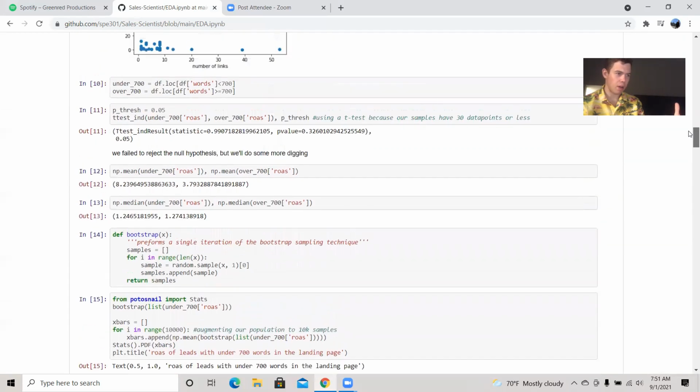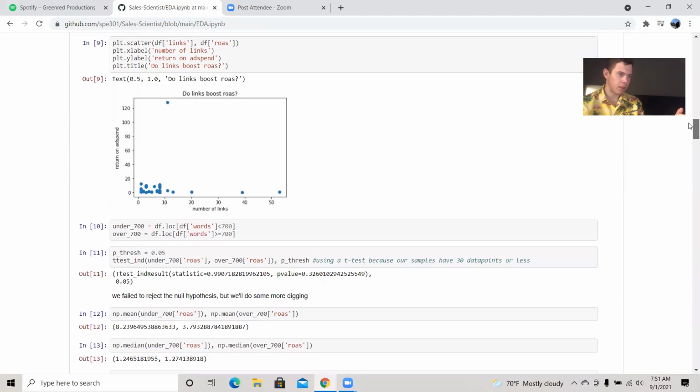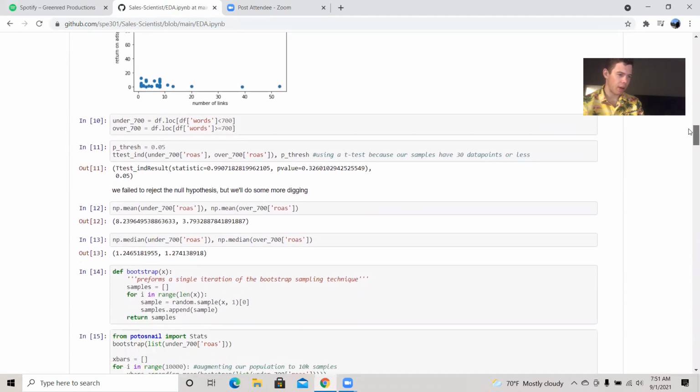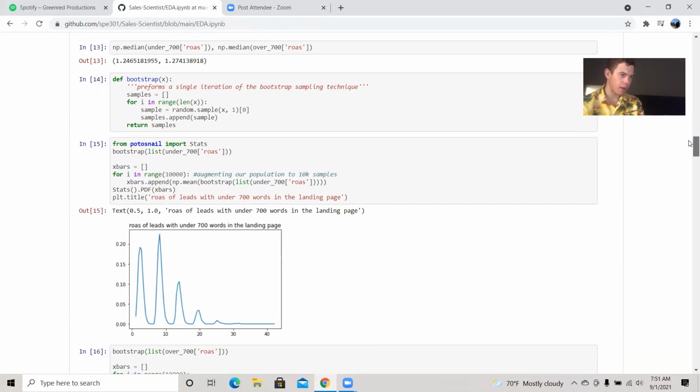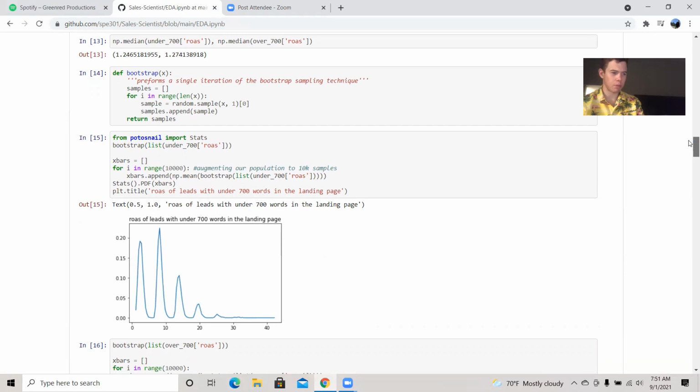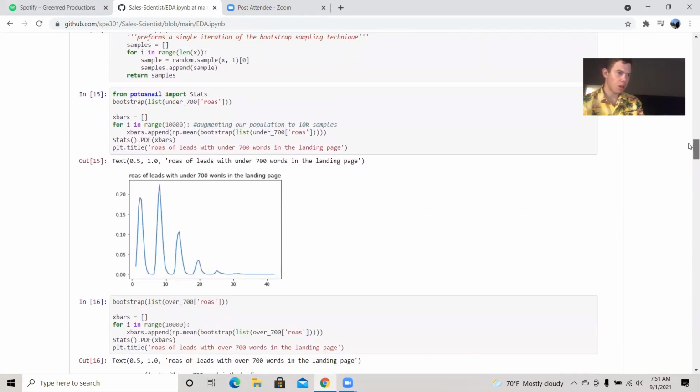So probably what's going on here is it's really all the same, and there's just a big outlier that gets 120 ROAS, which is insane. In fact, maybe the data was even collected wrong. And then I did some bootstrap sampling just to take another look at it, because I was a bit surprised that I couldn't prove it.